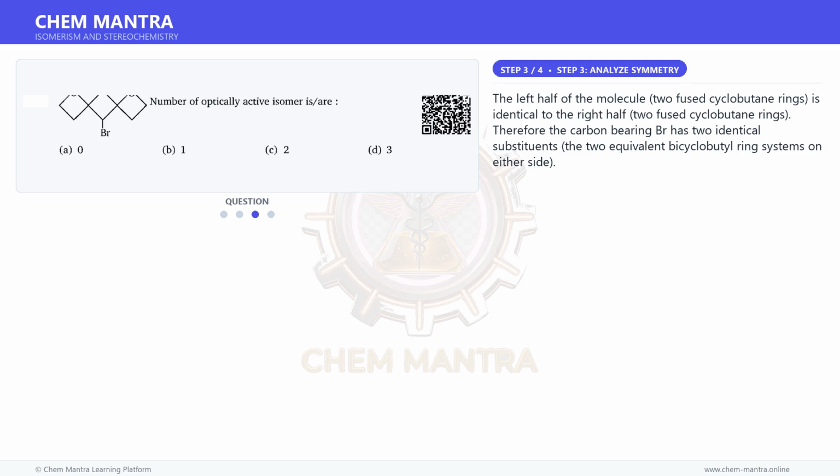Moving on to the next step. The left half of the molecule, 2 fused cyclobutane rings, is identical to the right half, 2 fused cyclobutane rings. Therefore, the carbon bearing Br has 2 identical substituents, the 2 equivalent bicyclobutyl ring systems on either side.